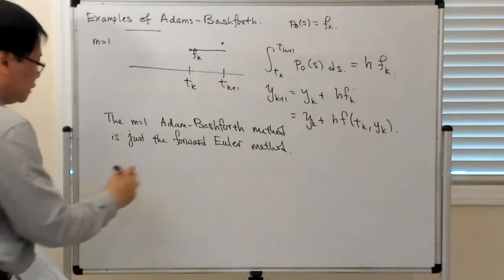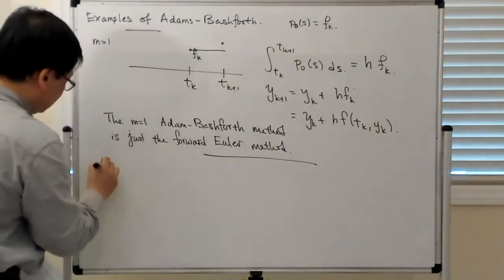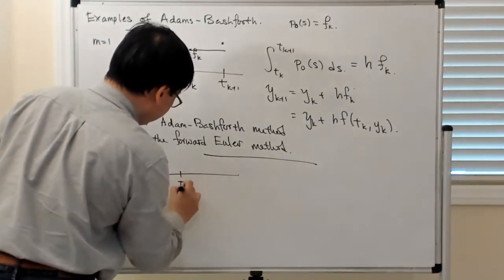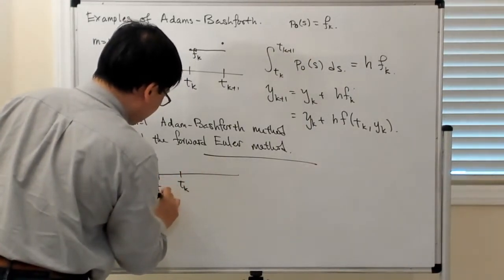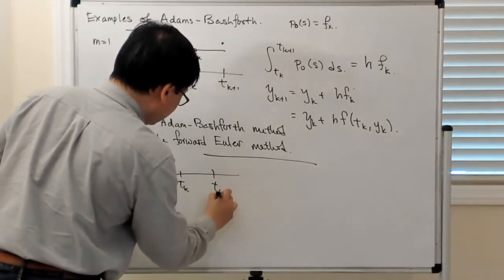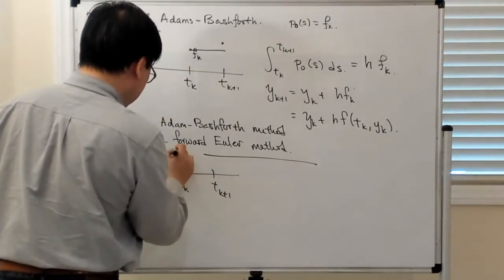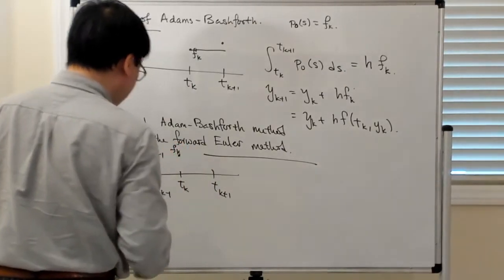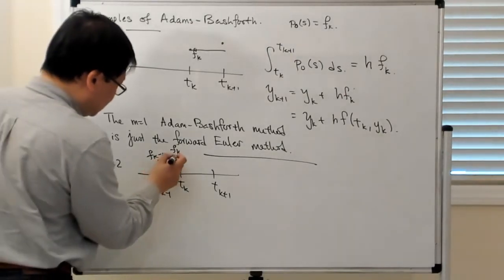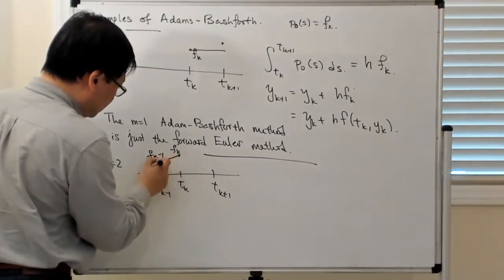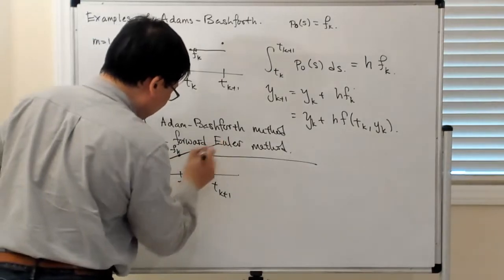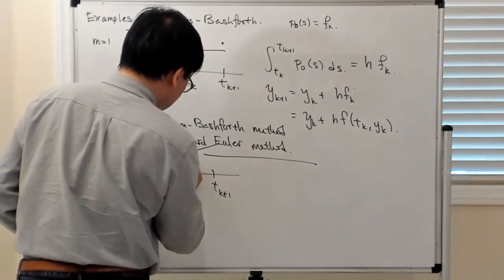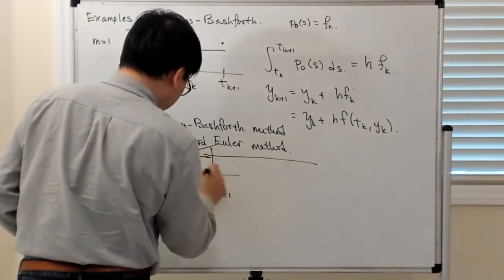Okay, so let's look at one more. So let's look at m equals 2. Now for m equals 2, we have the solution at tk and tk minus 1, and we want to find the solution at tk plus 1. So let's say this is f at k, this is f at k minus 1. Now I can construct this linear interpolant to give me this, and I want to compute this integral here.